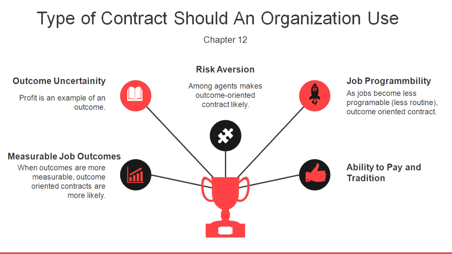Trade-off: what type of contract should an organization use? First is risk aversion, which makes an outcome-oriented contract among agents less likely. Second is outcome uncertainty; profit is an example of an outcome. Third, measurable job outcomes: when outcomes are more measurable, outcome-oriented contracts are more likely. The fourth one is job programmability: as jobs become less programmable and less routine, outcome-oriented contracts become more likely. And the last one is ability to pay and tradition.